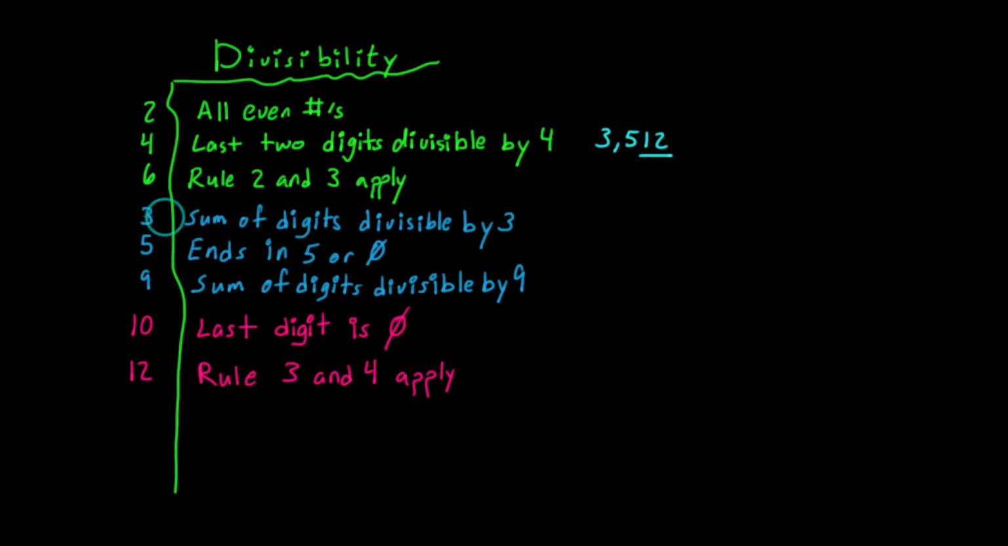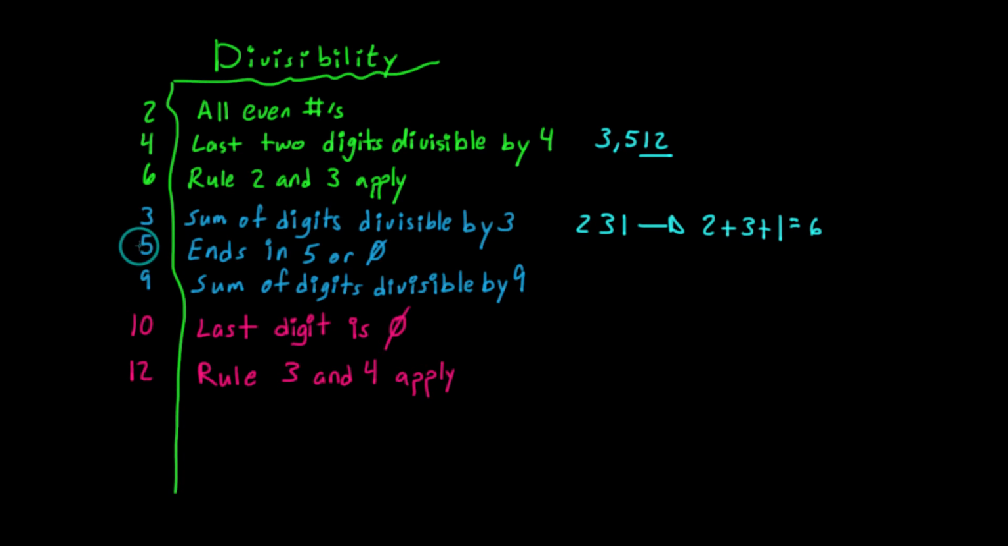The rule of 3 says the sum of the digits is divisible by 3. Let me give you an example here. What if I had the number 231? Well, if I were to take these digits and add them up, so 2 plus 3 plus 1, well, 2 plus 3 is 5 plus 1, that's equal to 6. And 6 is divisible by 3. So 231 must be divisible by 3.